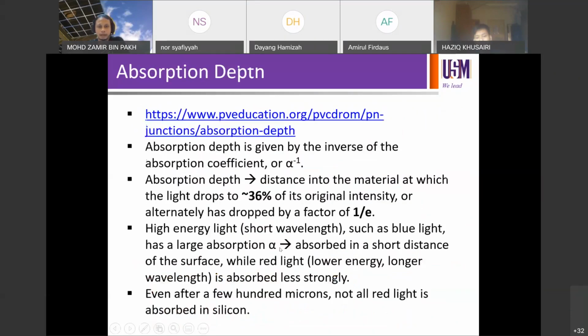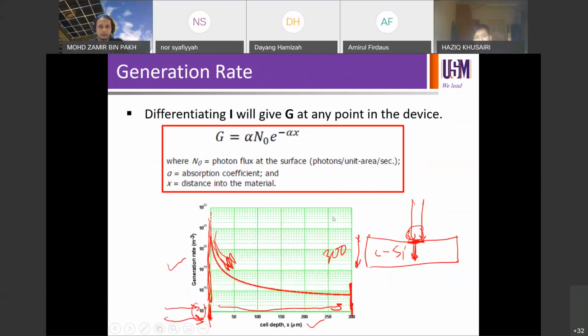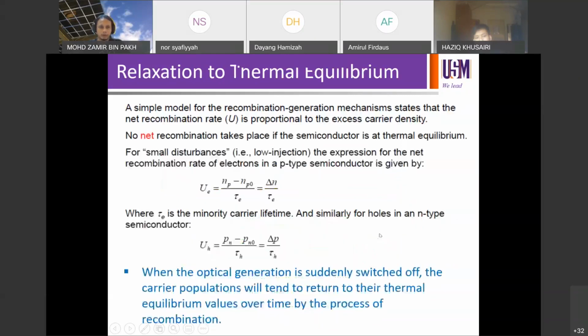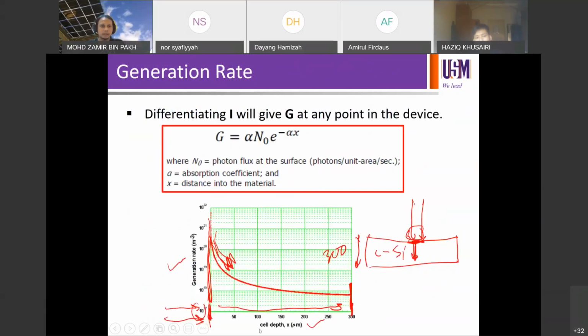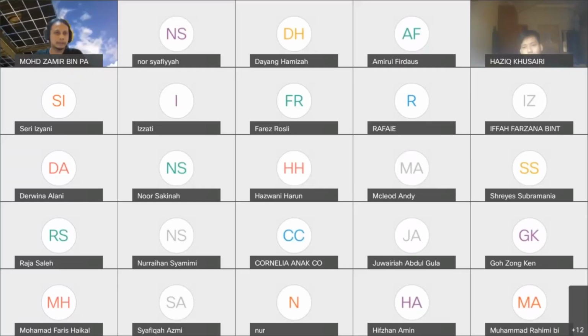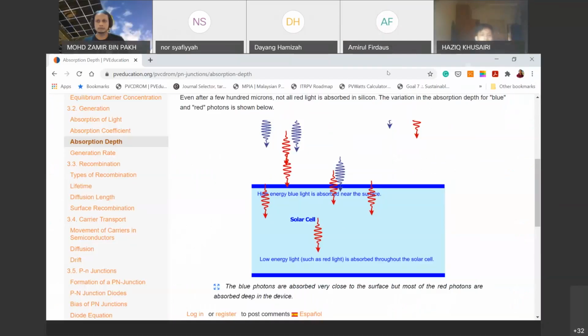You can actually go back here to the absorption depth. If you want to know, let me just go back to the absorption depth before I finish. We're going to cover the relaxation in the next class. Let me show you something on the website. Absorption depth. Let me show you again. Can you see the website? I'm sharing the very same website now. Can you see?